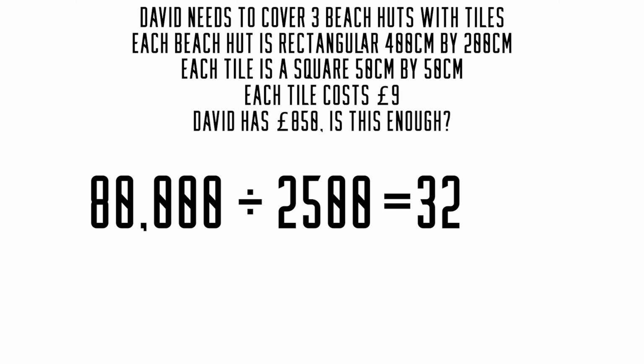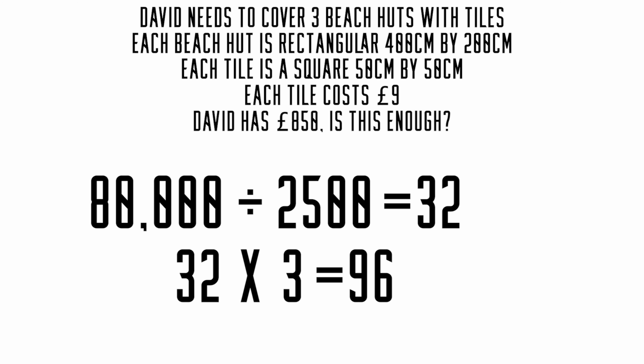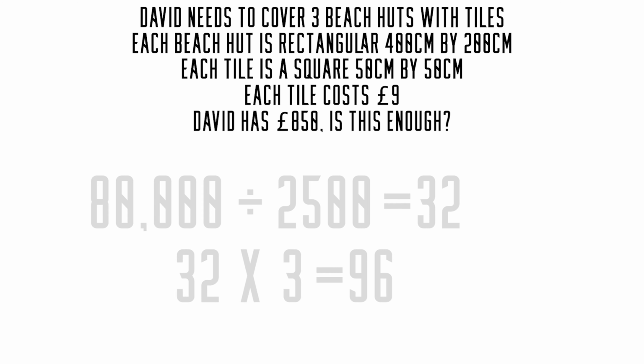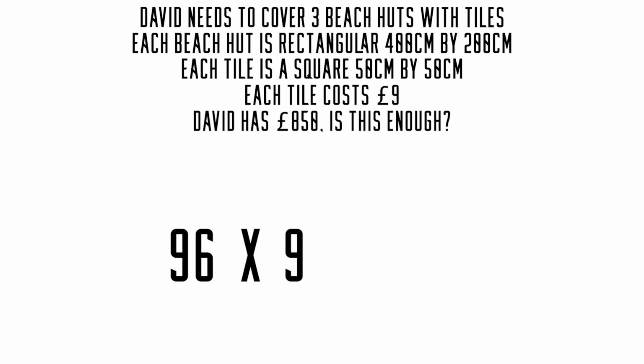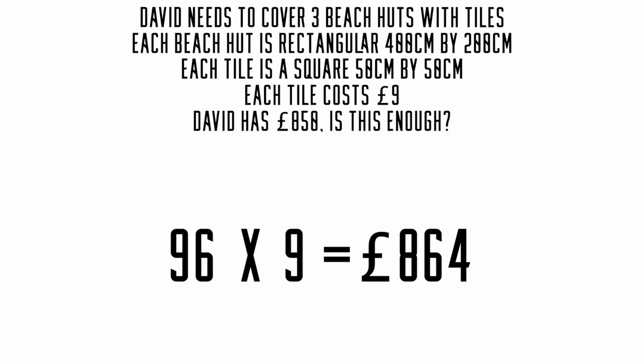Now we must remember that this is for one beach hut. So David wants to cover 3 beach huts with tiles, so we will multiply 32 by 3 to get 96 tiles. This means that David will need 96 tiles to cover the 3 beach huts. If each tile costs £9, we can work out the total price by multiplying 96 by 9, which will give us £864.